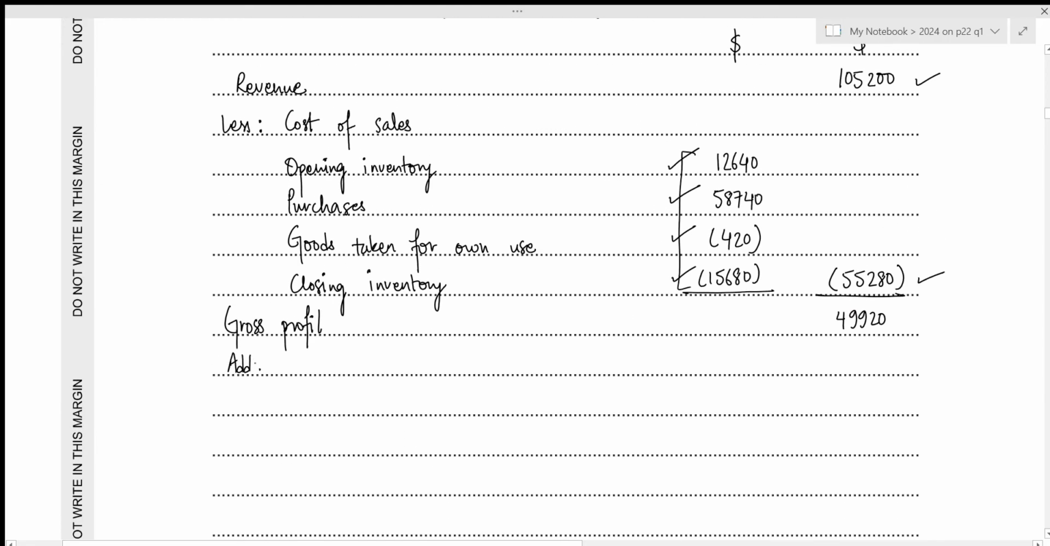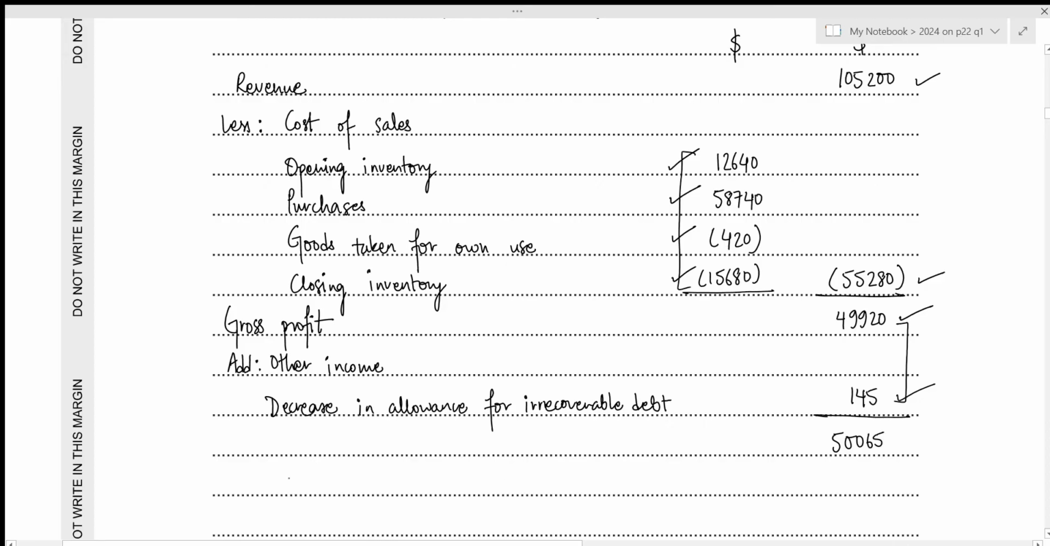So add other income, and that will be the decrease in allowance for irrecoverable debt of 145. Then we need to figure out the total of the gross profit and other income. So that's 49,920 plus 145, which results in the value of 50,065. Then we can move towards subtracting all of our expenses.